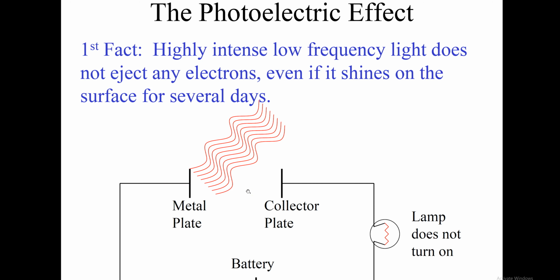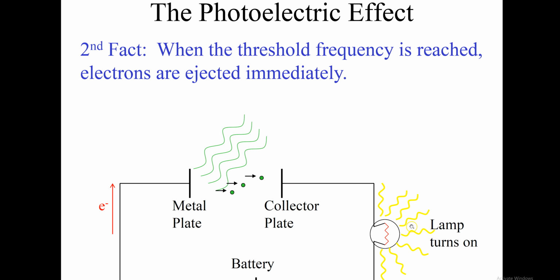So the first fact is that highly intense, low frequency light does not eject any electrons. If you think about everyday light, like white light, even if it shines on the metal, it doesn't eject electrons. So if I put on that light, the lamp won't turn on. The way we detect it is that once the electrons hit the collector plate and we put this energy in, the lamp will use the current generated from the metal plate to the collector plate to turn on.